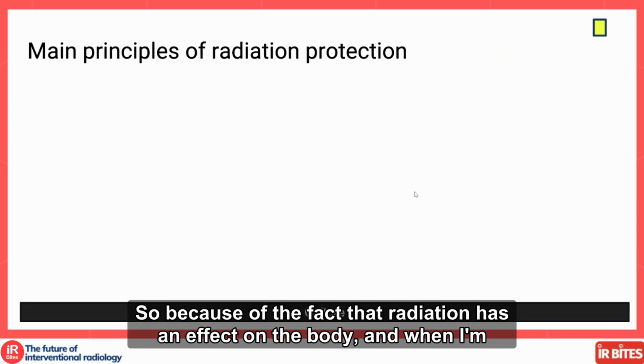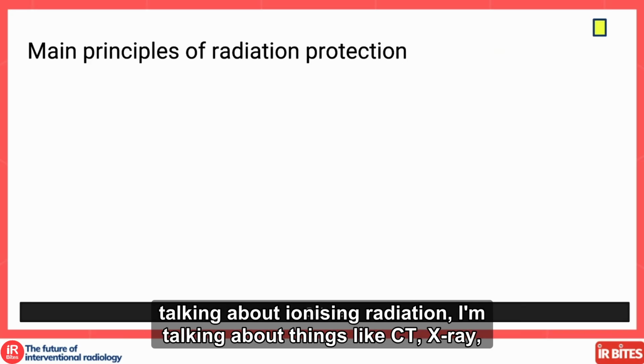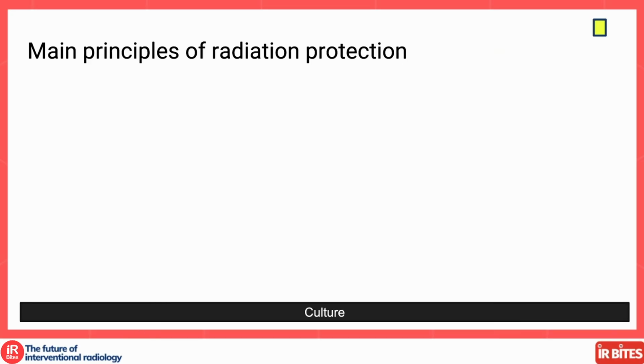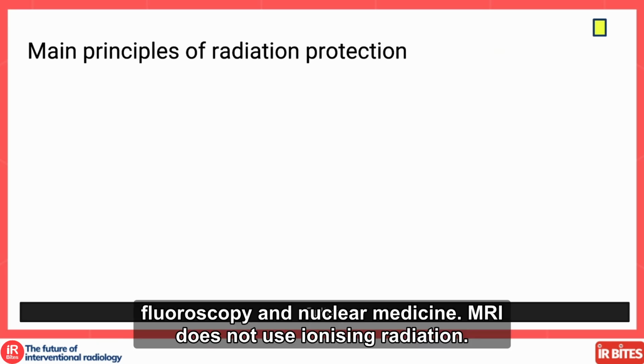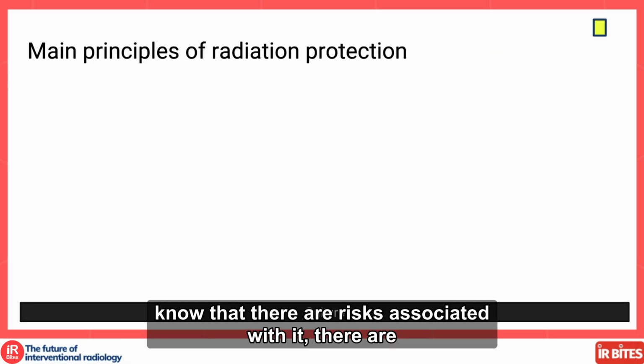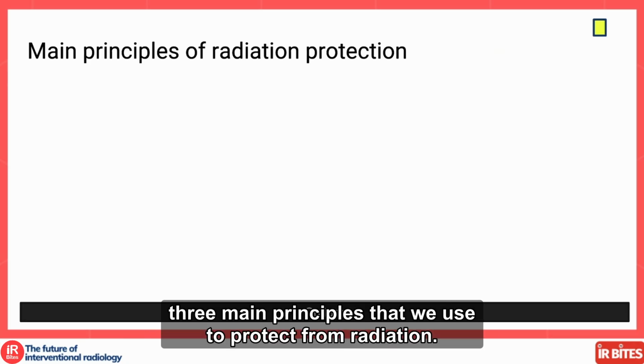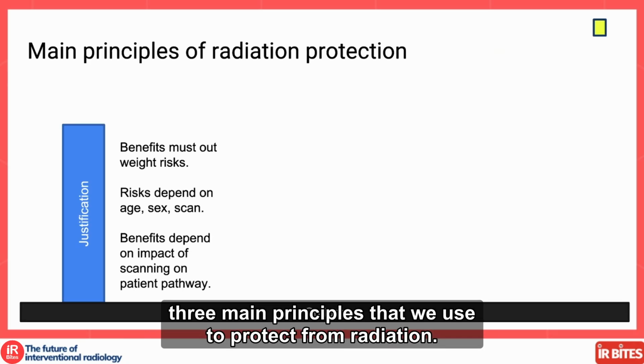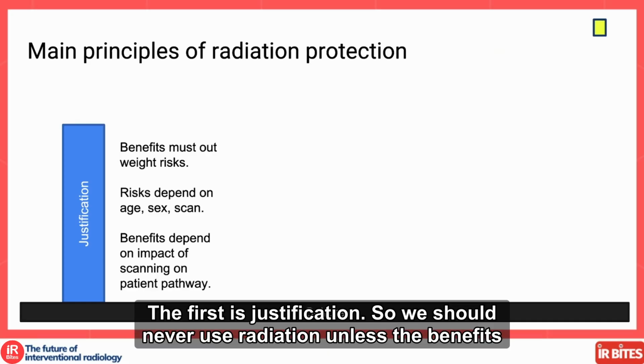Because radiation has an effect on the body, and when I'm talking about ionising radiation, I'm talking about things like CT, X-ray, fluoroscopy, and nuclear medicine. MRI does not use ionising radiation, so the risks that we're talking about here are not to do with MRI. Because we know that there are risks associated with it, there are three main principles that we use to protect from radiation. The first is justification.